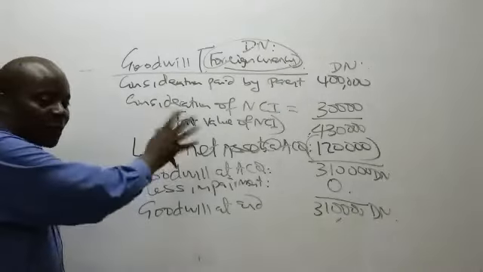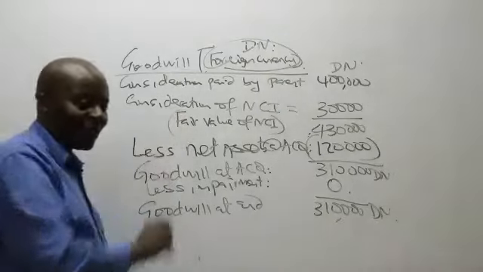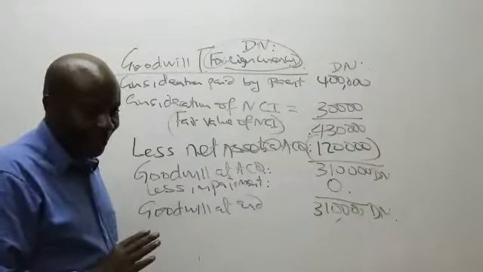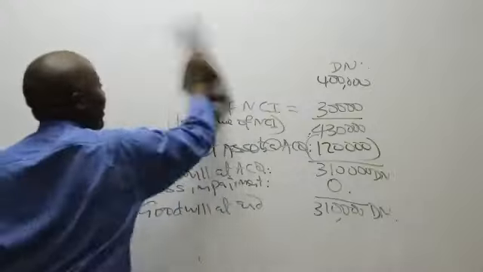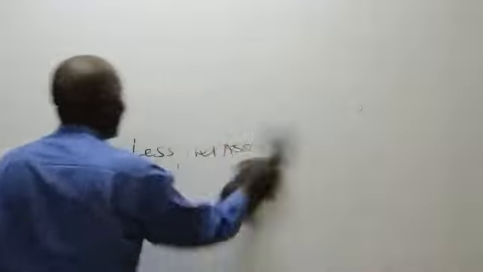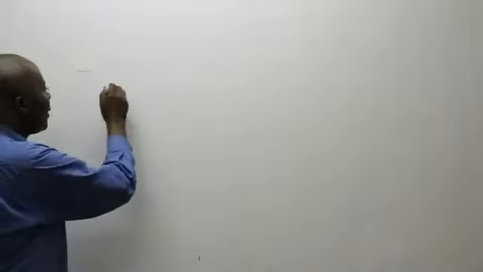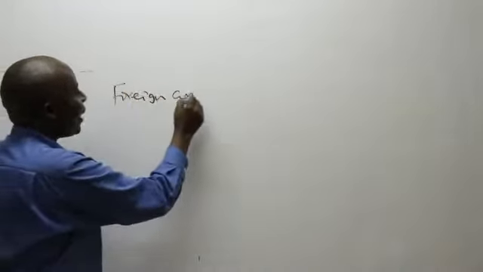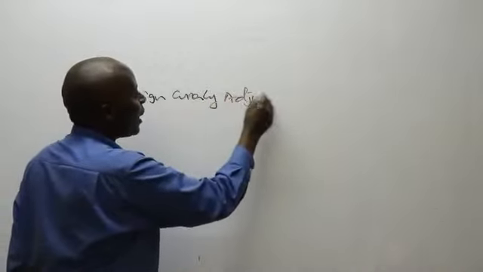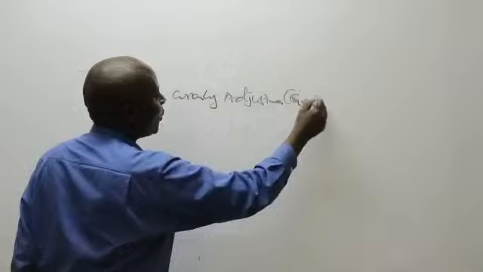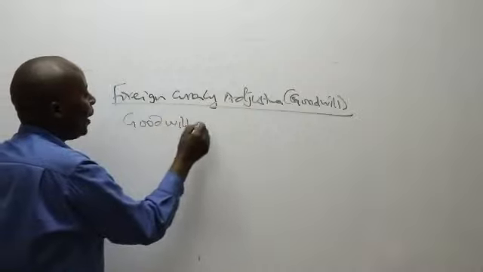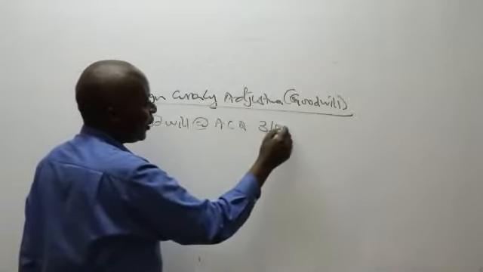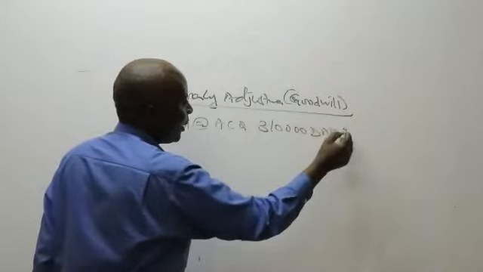Can I wrap this? Thank you very much. That is a very easy thing, foreign currency adjustment on goodwill. So for foreign currency adjustment for goodwill, we have only those two. So what do we have here? We have goodwill at acquisition. You gave me 310,000 DN, so I want to translate.